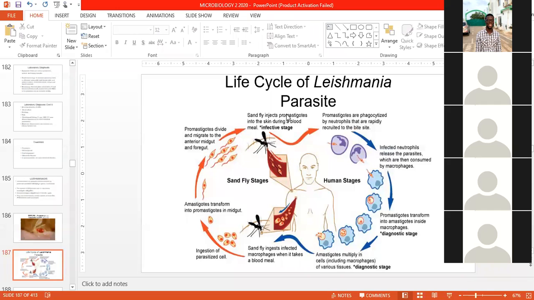Now, as we all agree that the infective stage is the promastigote, right? So we have our sandfly having the promastigote coming for a blood meal. By that process, it injects the promastigote.